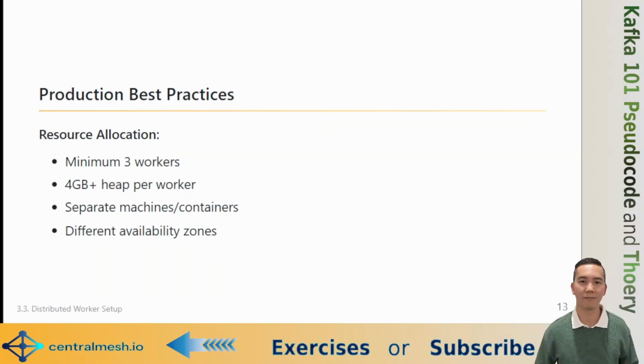When deploying Kafka Connect in production, there are several best practices worth following. Start with at least 3 workers so the cluster can tolerate failures while maintaining availability. Give each worker sufficient memory, typically 4 GB of heap or more depending on your workload. It's also recommended to run workers on separate machines or containers and ideally across different availability zones to improve resilience against infrastructure failures.